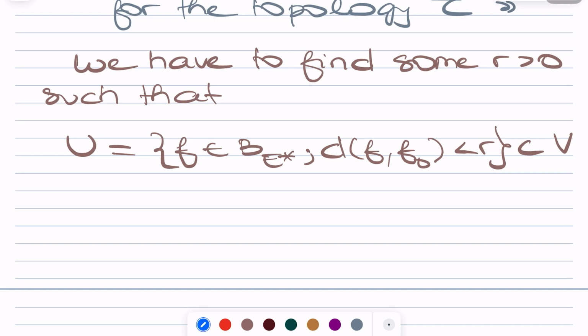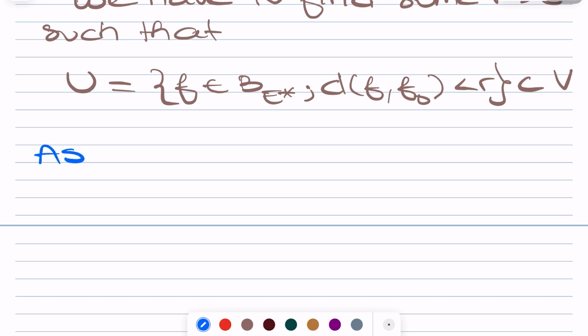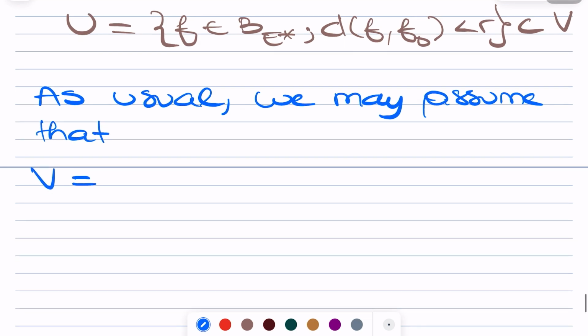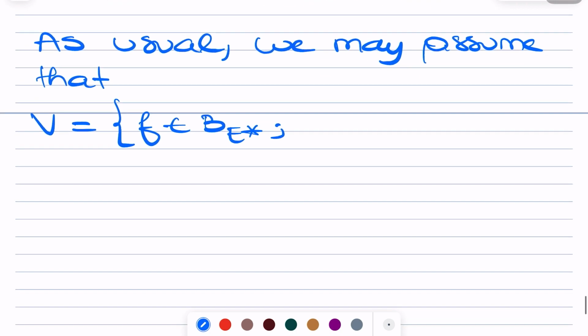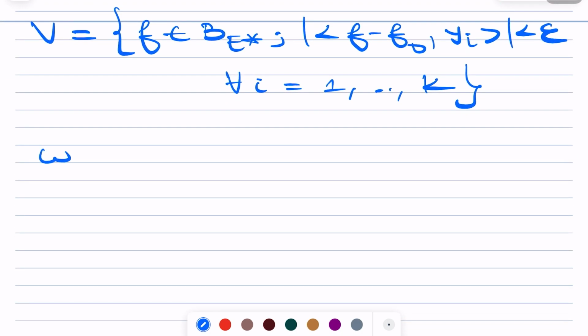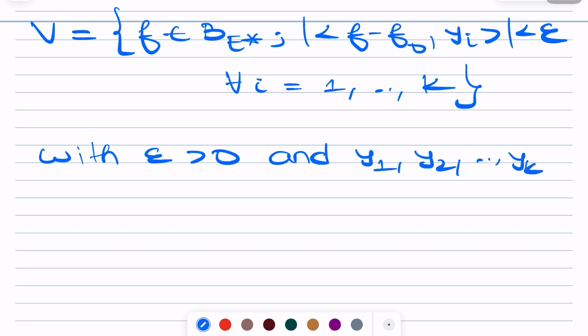Okay, so as usual, we may assume that V has the following form. V is the set of F in the closed unit ball such that the absolute value of the duality pairing of F minus F0 on, say, yi is simply less than epsilon for every i moving from 1 up to k. This is of course for some epsilon positive and y1, y2 up to yk in E.